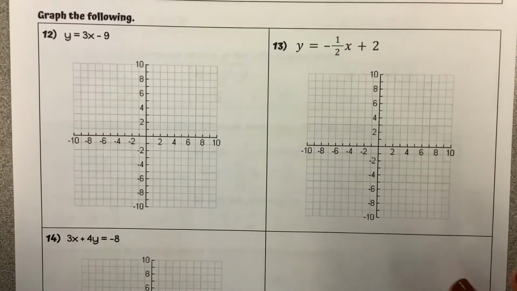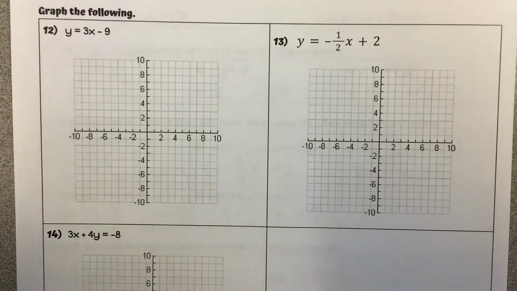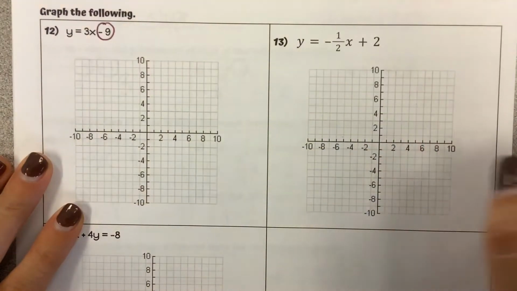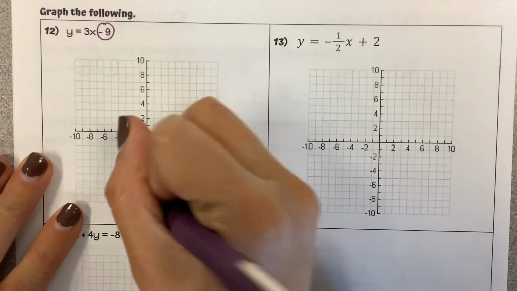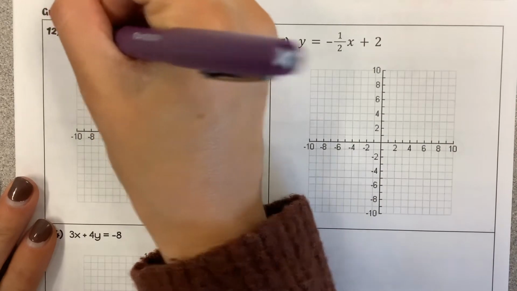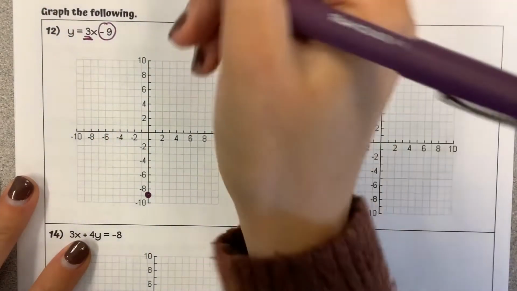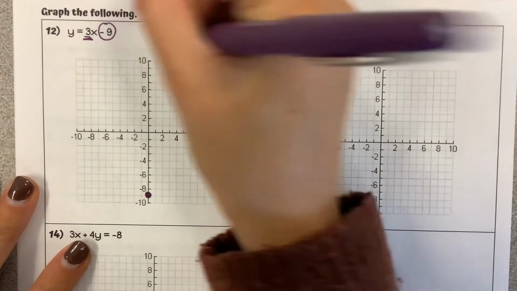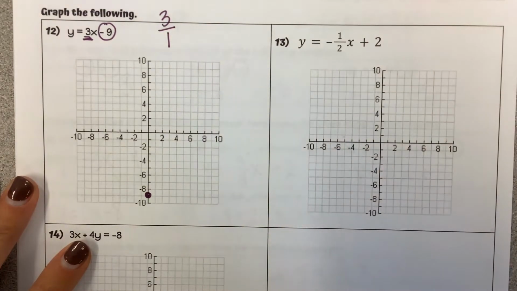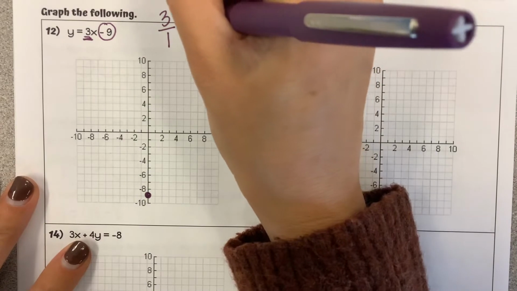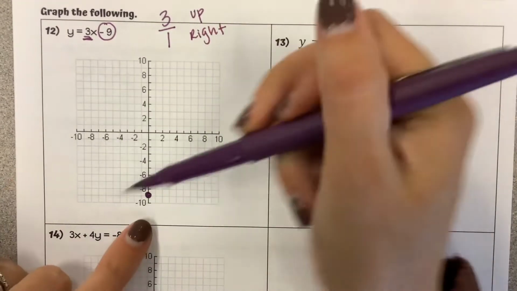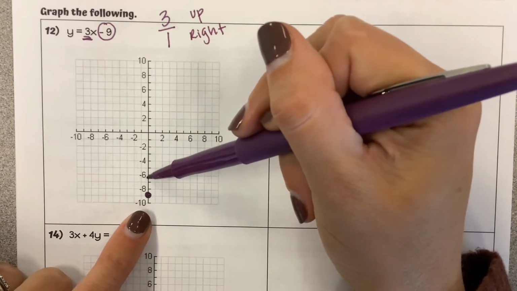So let's practice that. Number 12, y equals 3x minus 9. So we start with our intercept, negative 9. That means it intercepts the y-axis at negative 9. Then we have our slope. Our slope is 3, which means 3 over 1. So we have positive values, positive 3 over positive 1. So I'm going to go up and to the right from my point. So I'm going to go up 1, 2, 3. To the right, 1.